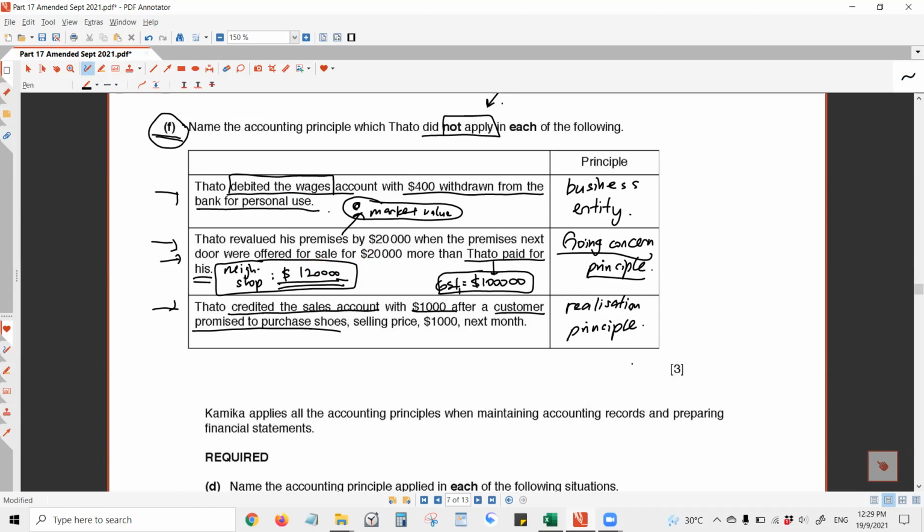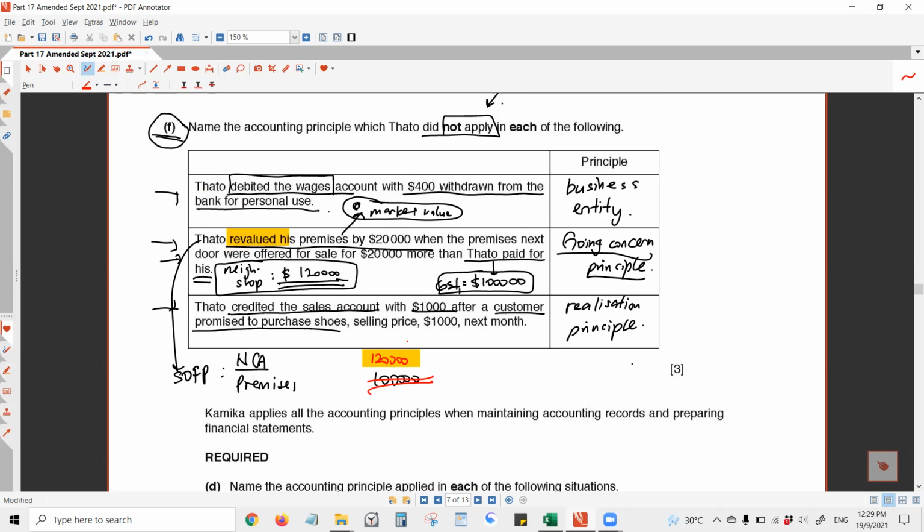That's why Tato goes to his SOFP, the NCA section, premises. Instead of showing 100,000, which is the cost, Tato goes and revalues. Revalue means changing this value 100,000 to 120,000. That's the meaning. But is that what Tato should do?